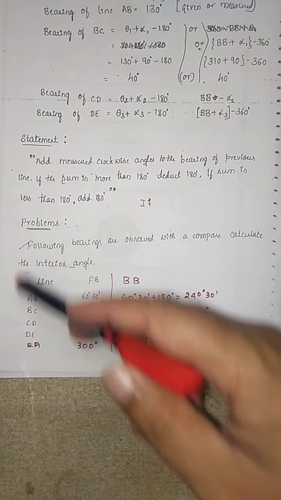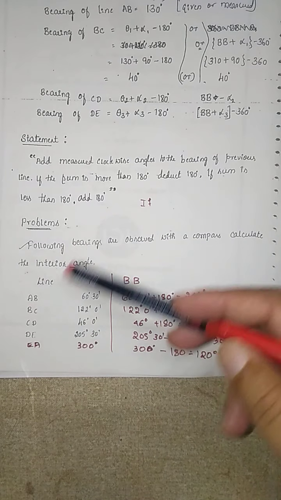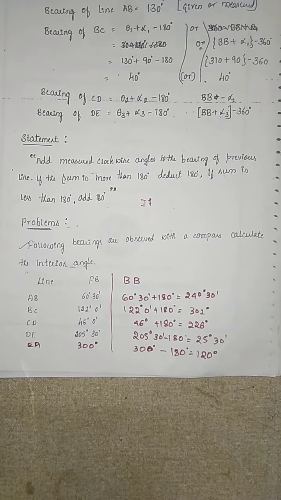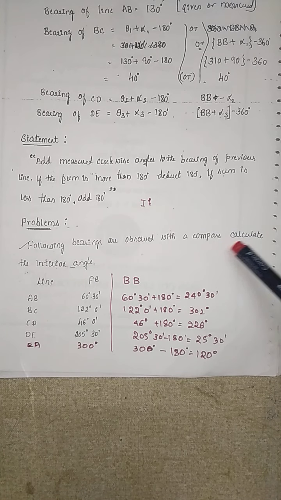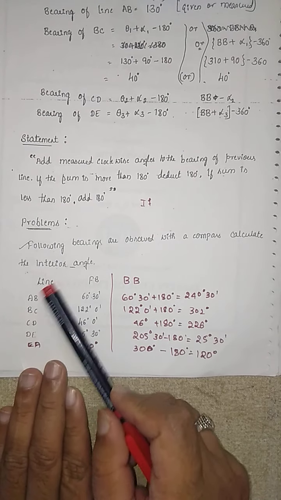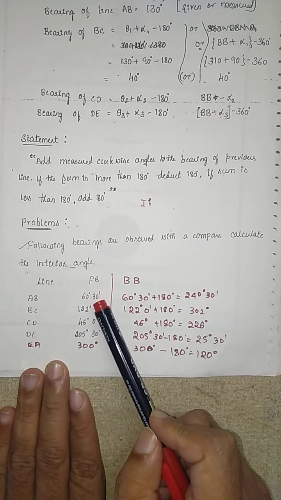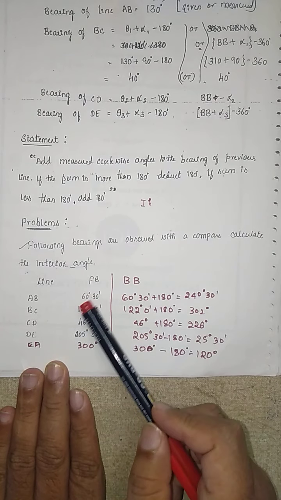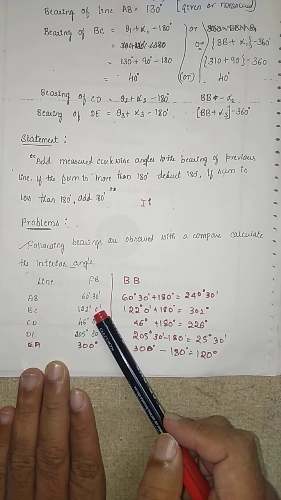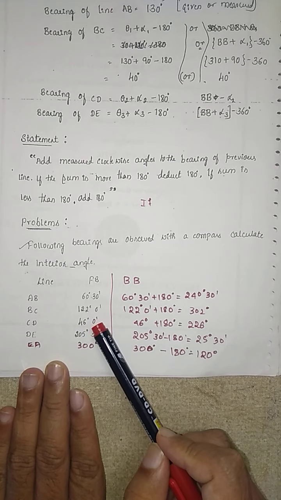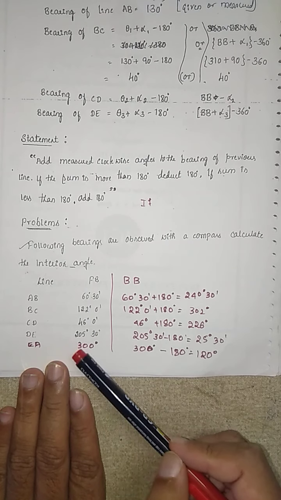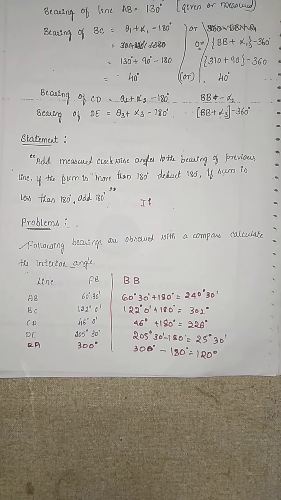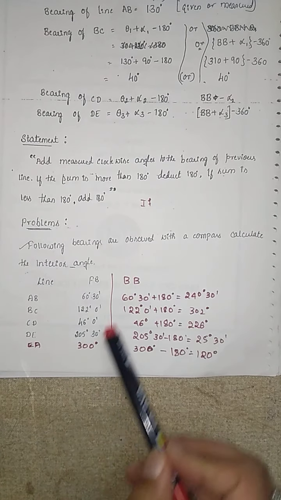Now let us solve a problem on the included angle. In this problem, the following are the bearings observed from a compass. Calculate the interior angles. The line AB has a forebearing of 60 degrees 30 minutes. BC has 122 degrees. CD has a forebearing of 46 degrees. DE has 205 degrees 30 minutes, and EA has 300 degrees. Only this will be given to you in the problem.